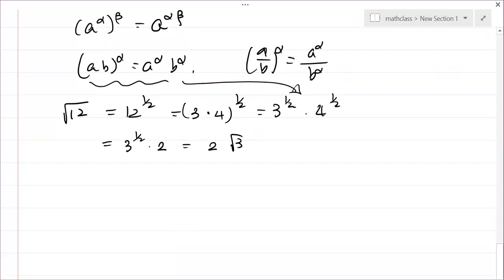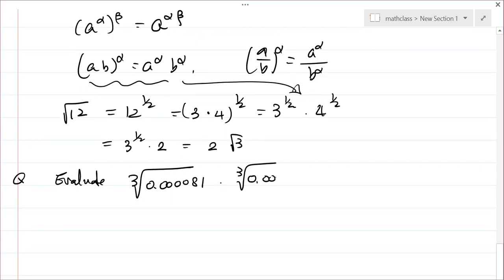All right, so let's do the next problem. Evaluate the third root of 0.00081 times the third root of 0.009.